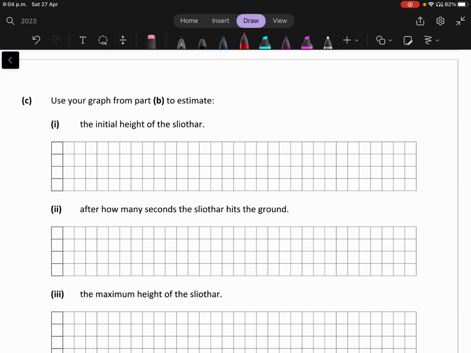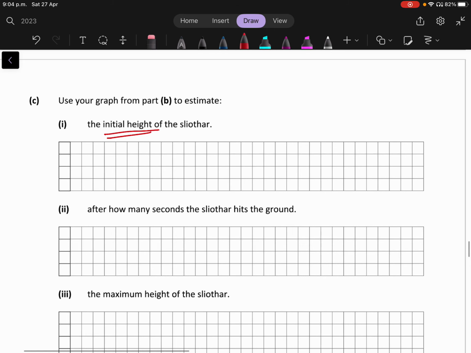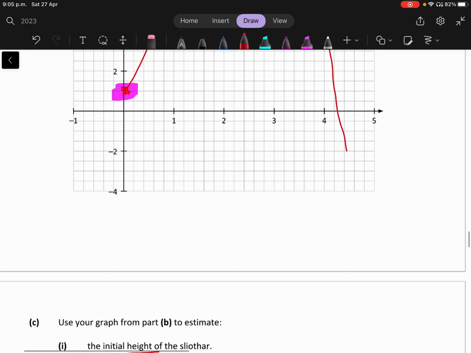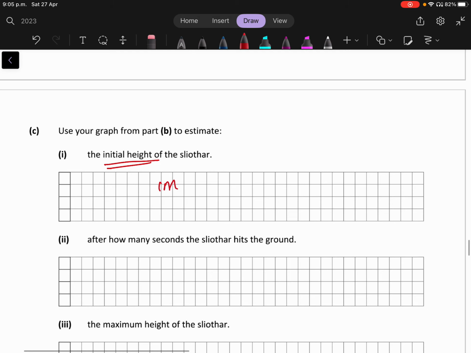And from your graph, the initial height will be the first one. So it is here. Initial height is here, I marked it in purple. And what is the value? It is 1. So it is 1 meter.